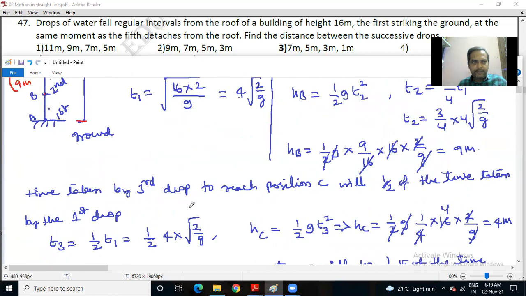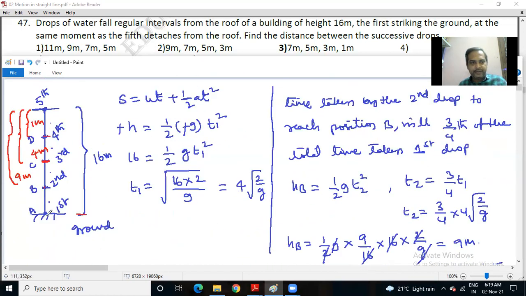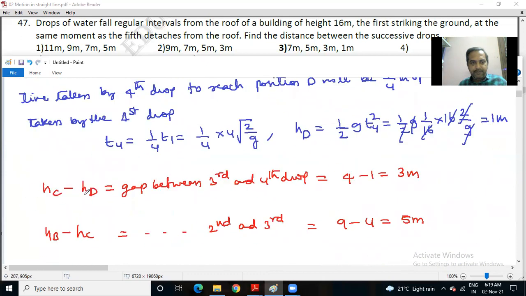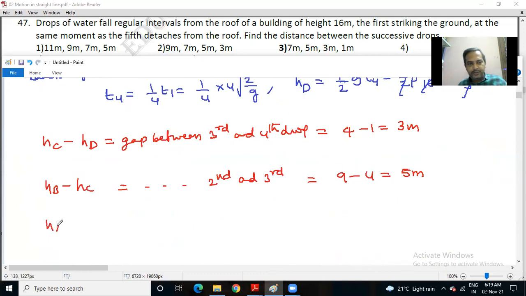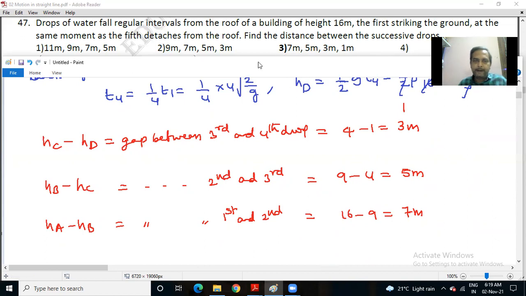Then last, the gap between the first and second. So it is HA minus HB. This is the gap between the first and second drop. So it will be 16 minus 9, 7 meters. Anyhow, the fourth drop will be at 1 meter only. So therefore, the gap between successive drops is 1 meter, 3 meters, 5 meters, and 7 meters. The third option is correct.